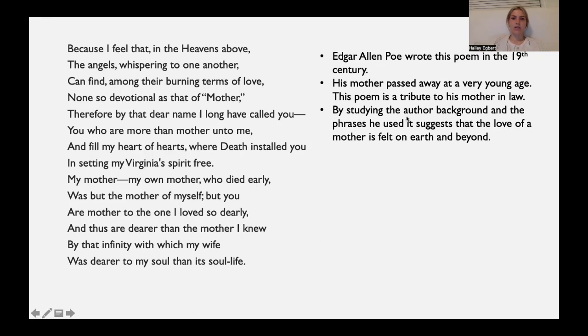And by studying the author background and the phrases he uses, it suggests that the love of a mother is felt on earth and beyond. And so I read about his life and then also just looked into the words and phrases, and he uses different forms of communication to show what he is feeling.